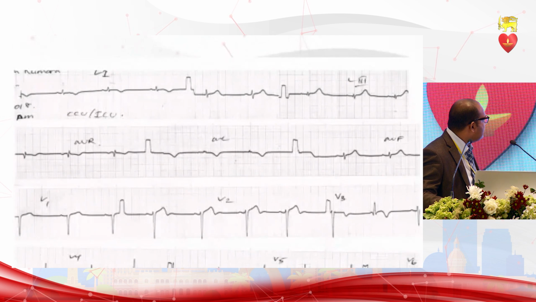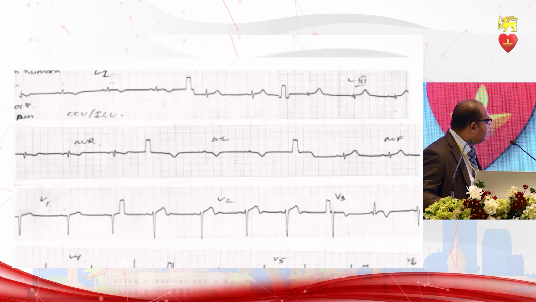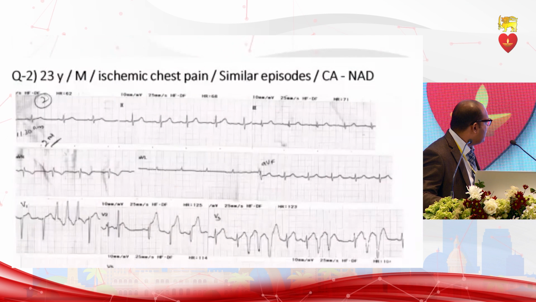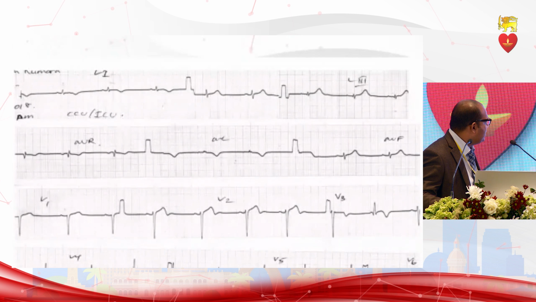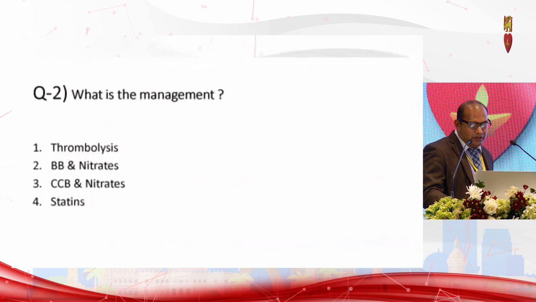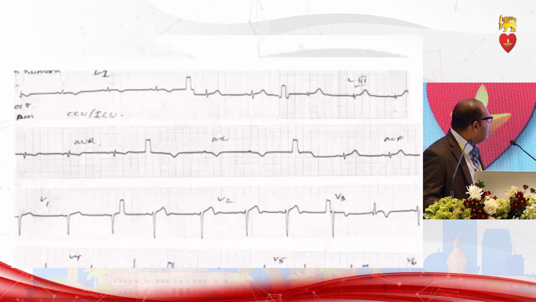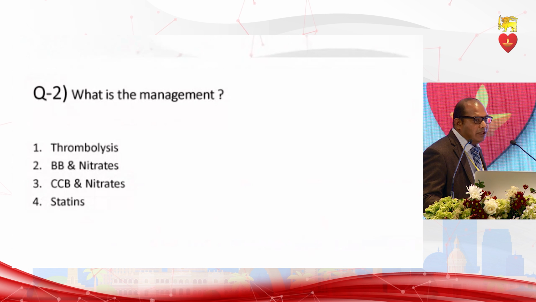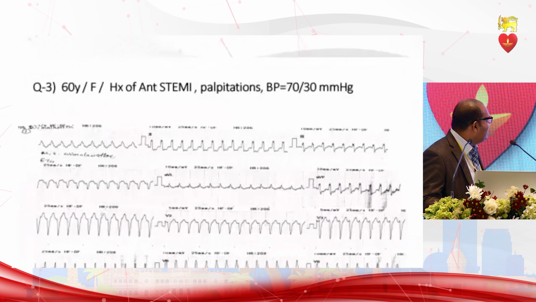So this is his rhythm when his symptoms settled a bit, and the ECG appearance. I'll go back to the primary ECG first and the second ECG. The question is, what is the management of choice? Is it thrombolysis, beta blocker and nitrates, calcium channel blockers and nitrates, or statins? Coronary angiogram being normal. So, sorry.